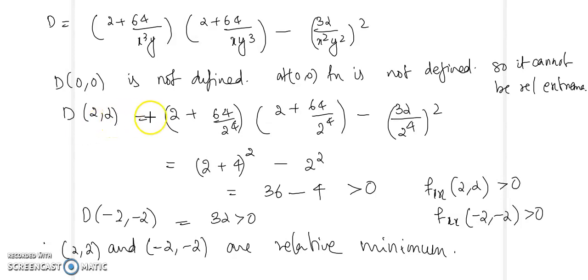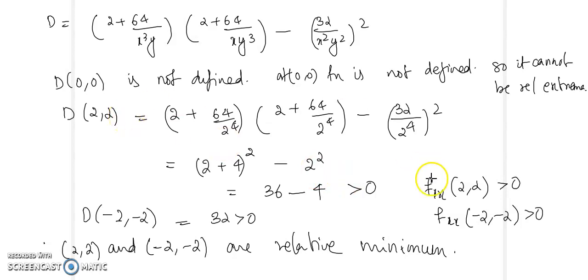So D of (2, 2) will be 2 plus 64 by 2 raised to 4, into 2 plus 64 by 2 raised to 4, minus 32 by 2 raised to 4, the whole square. So upon simplifying, 16 by 2 raised to 4 will be 4. So 6 into 6 minus 2 squared, so that will be positive.